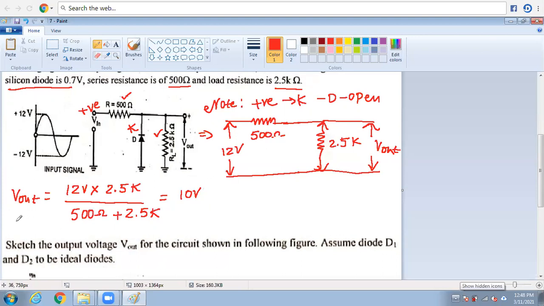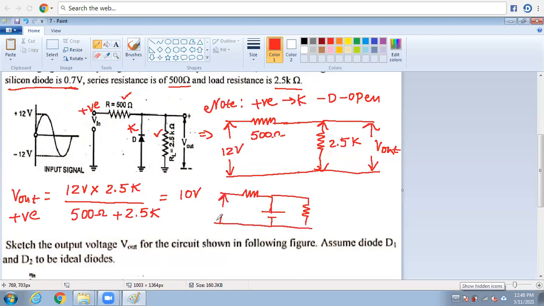For which peak? For applying the positive peak. Once you apply the negative peak, the diode starts conduction. The circuit diagram is converted like this. So here, in the ideal case, that is 0.7 volts. You can write 0.7 volts in the circuit diagram as it is.